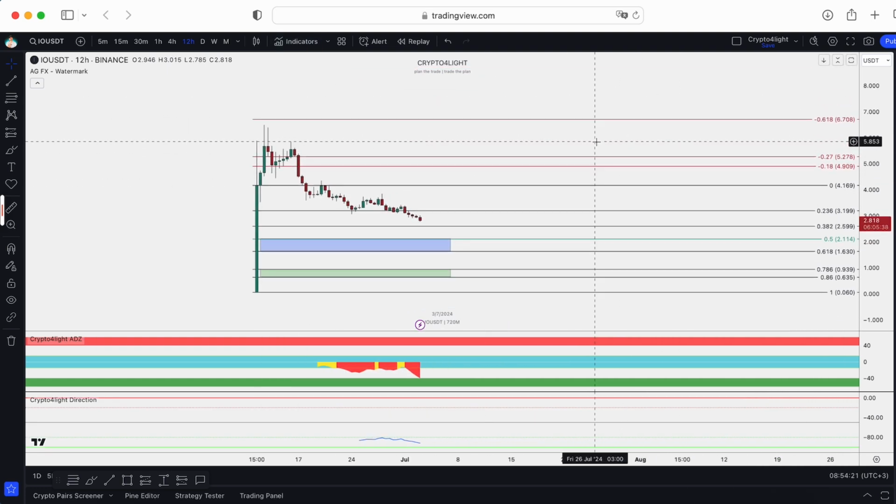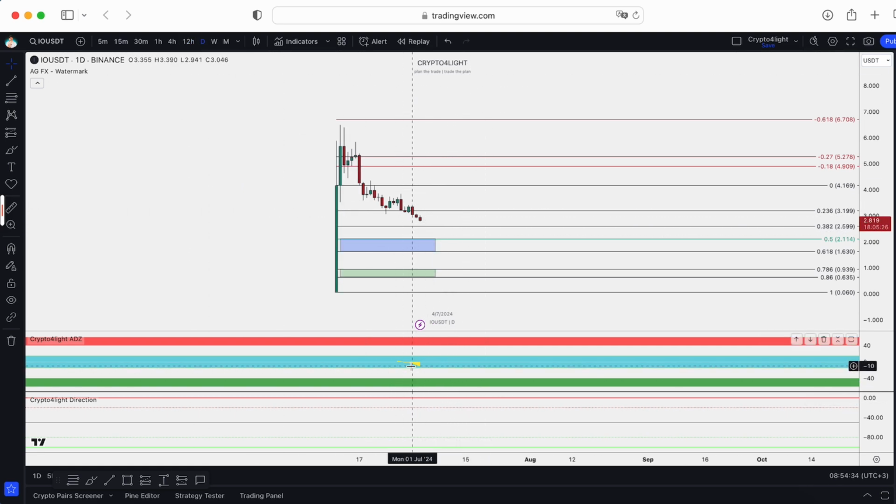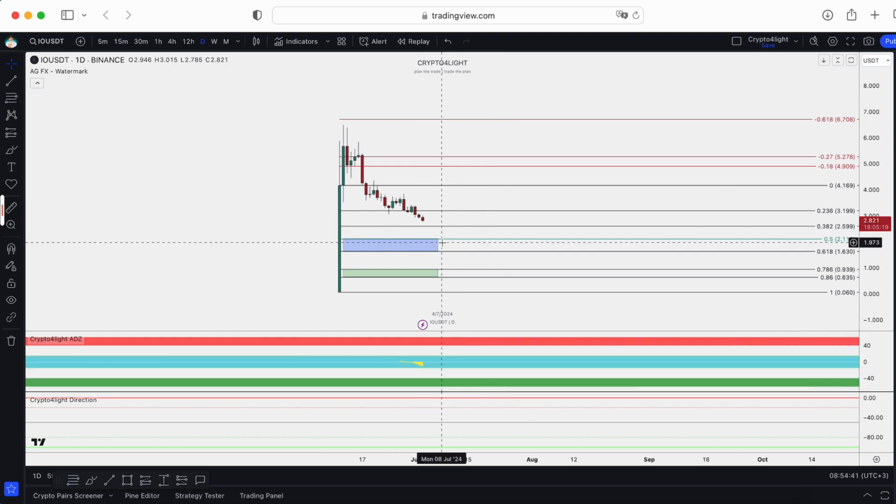So sooner or later, IO will pump when the whales stop accumulating their position. They need time for accumulation. So here, this is not a distribution zone. It's accumulation on the 12-hour time frame. On the daily, we are just in the middle. So it would be good to see a hard drop to the accumulation zone here. And it can be, I guess, $2.08 or even lower.